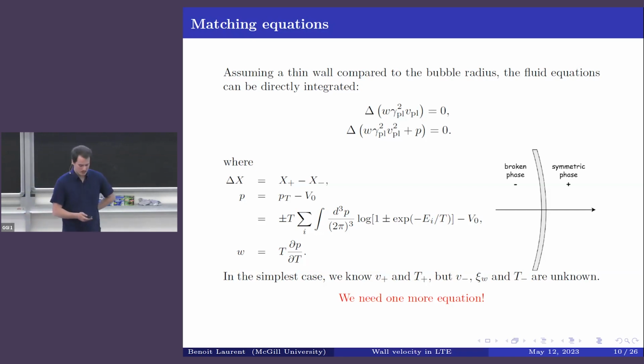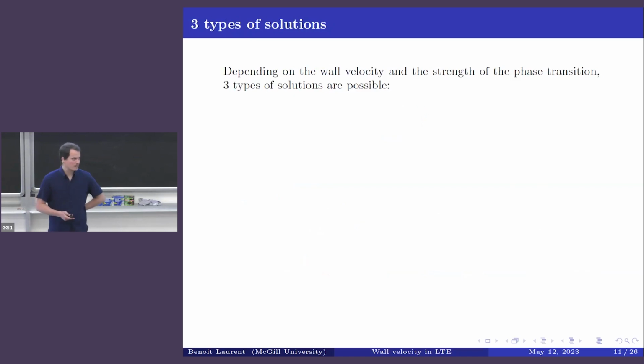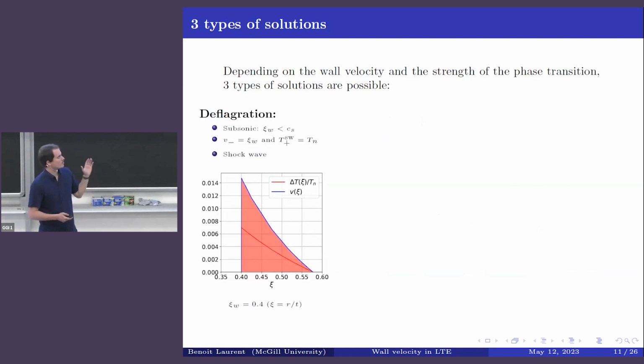So of course, we need one other equation. But it's still possible to derive some useful results, to know a couple of things about the dynamics of the phase transition just by assuming a fixed wall velocity, not solving the whole system, but solving a subsystem where we assume that we know the wall velocity. And basically, we can show that there are three types of solution that we can get.